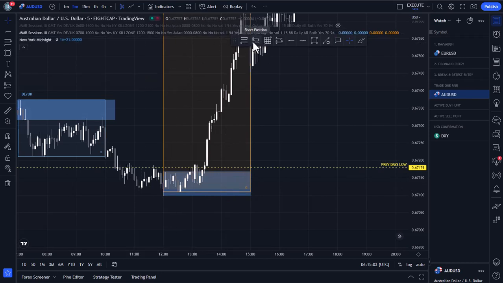5, 6, 5, 6. And I'm saying this for Aussie dollar. It may be different on other pairs, but for Aussie dollar, 5, 6 is normal.